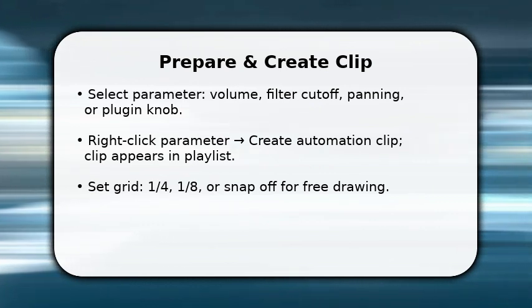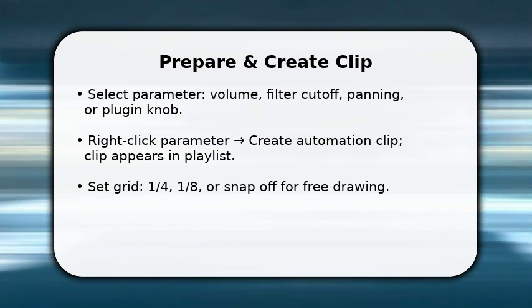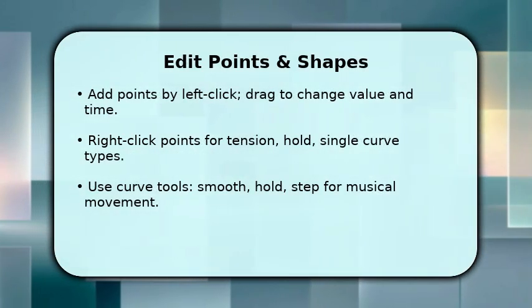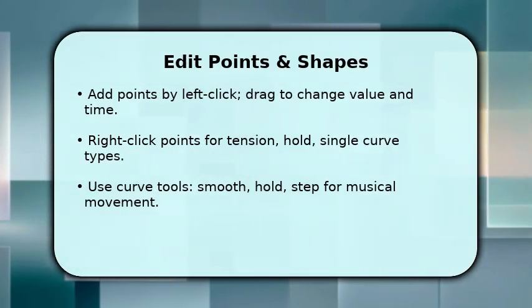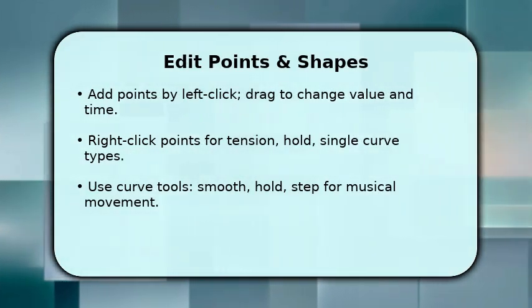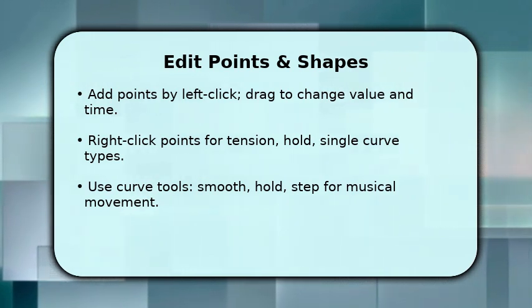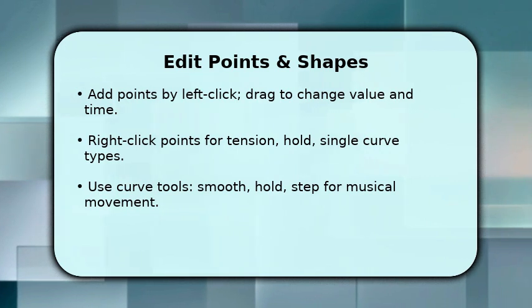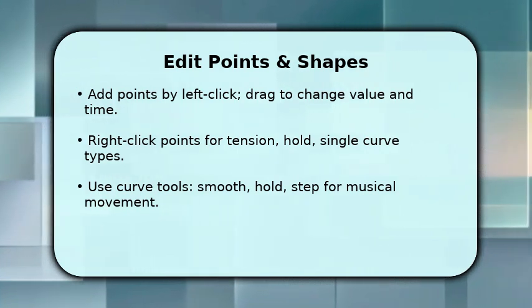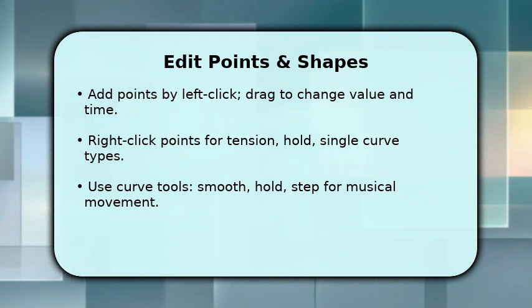As soon as the clip exists, name it clearly and zoom to a comfortable view so your edits are precise and repeatable. Once the clip is visible, add automation points with left-click and drag them to set exact values. You're sculpting parameter movement over time. Make sure to right-click any point to change its tension or convert it to hold or single curve. That's how you control slopes versus abrupt changes.